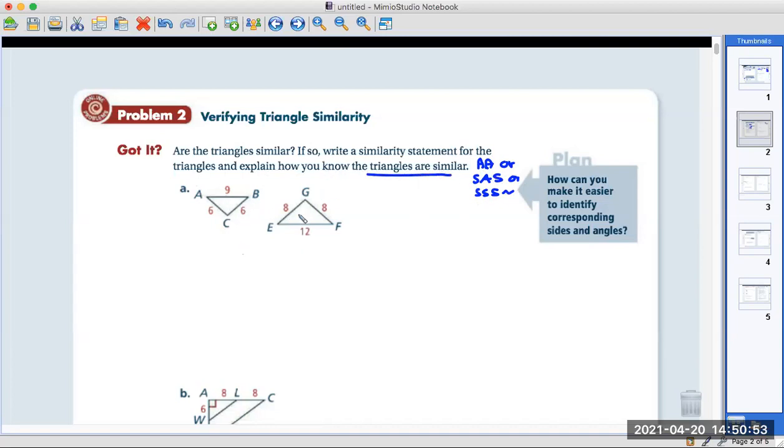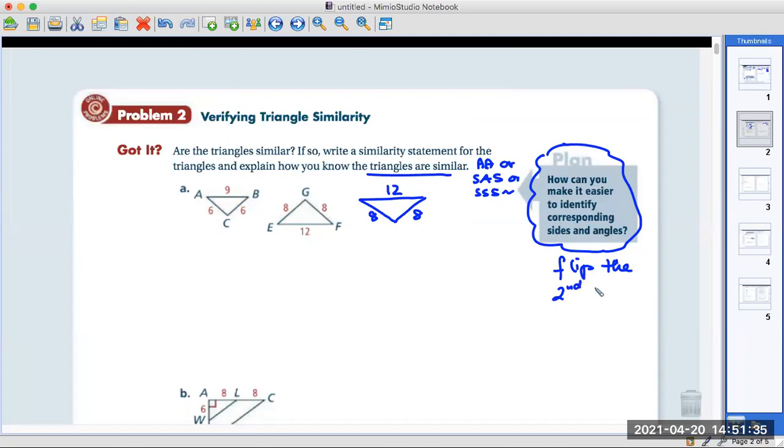Okay, so we got two triangles. These look like we have no angles, and therefore I'm heading for SSS, which we have three sides. So I'm going to set up an extended proportion. How can you make it easier to identify corresponding sides and angles? How about if I flip this triangle up, then that would be 12 and that would be 8. Flip up the second triangle. Sometimes we can turn things around to make it match better.